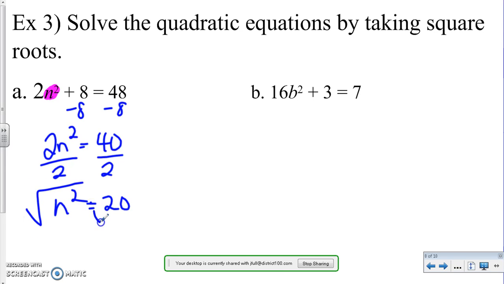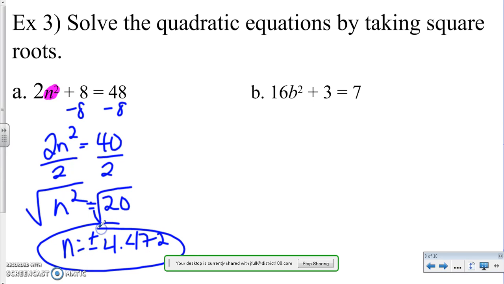And then we're going to take the square root of both sides. If you type the square root of 20 in, you get 4.472 with a plus or minus sign, and you are finished.